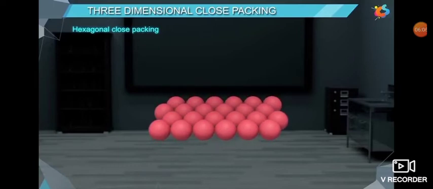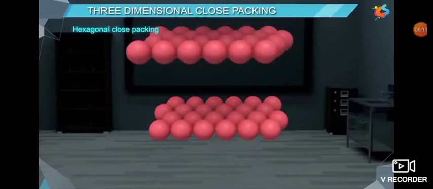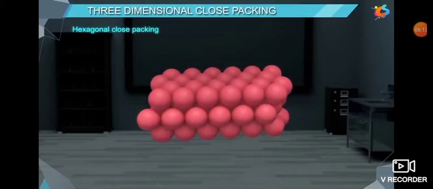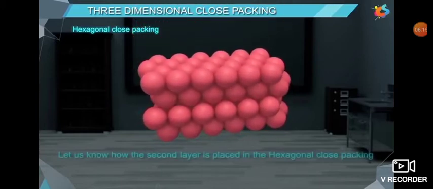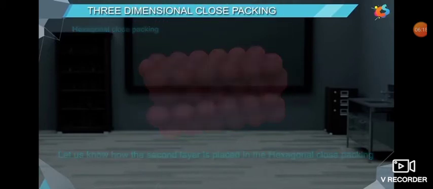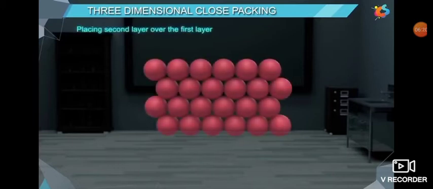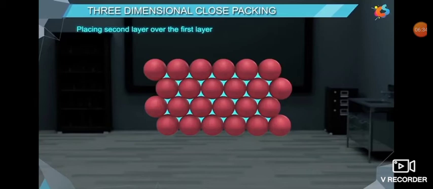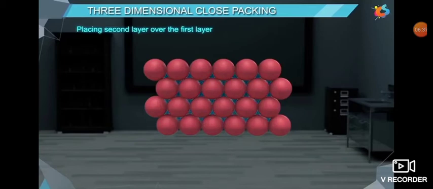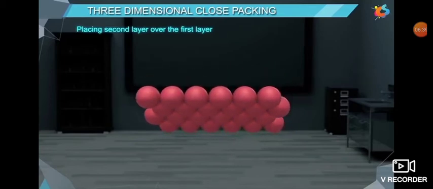For making a three-dimensional arrangement, we have two methods in the hexagonal close packing. Hexagonal close packing means we are keeping the second layer above the first layer in the space between each other. So when we are keeping the second layer above the first layer, two types of voids or spaces are created, depending upon the shape of the void, or from how many particles that void is made. These triangle-shaped voids are the voids of hexagonal close packing.